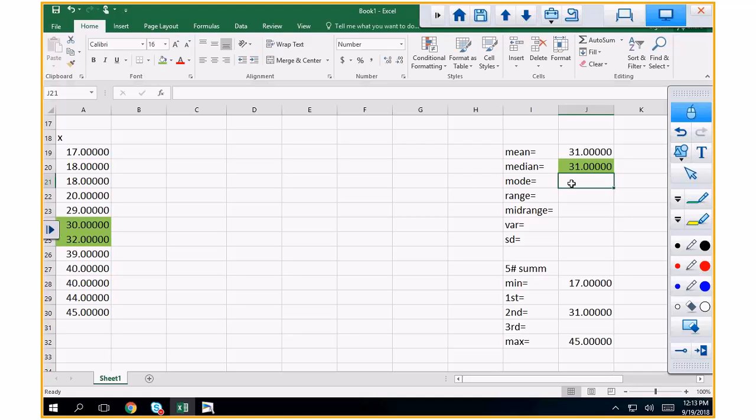Okay. Mode. I really don't care about it, but what is it? 40? 18. Is it 18 and 40? So you put 18, 40. They both show up the most, then you put both of them. Range is equal to this number minus this number. Mid-range is equal to parentheses, this number plus this number, closed, divided by 2.